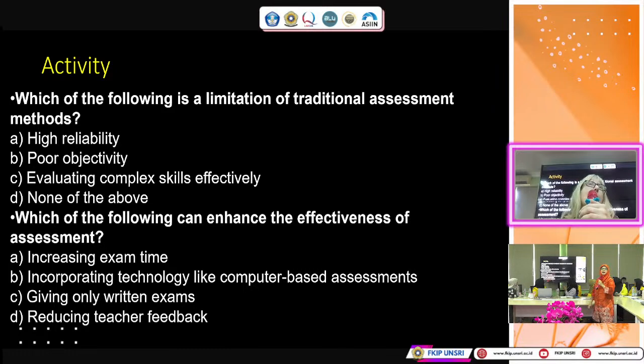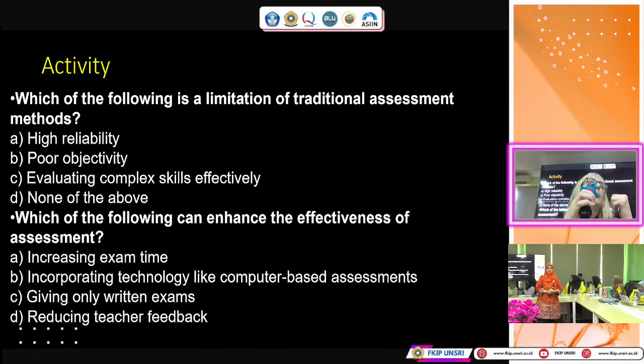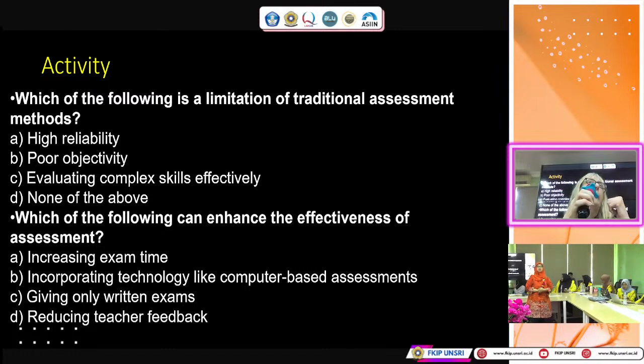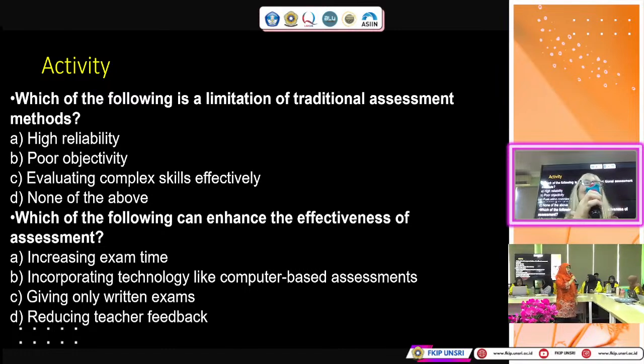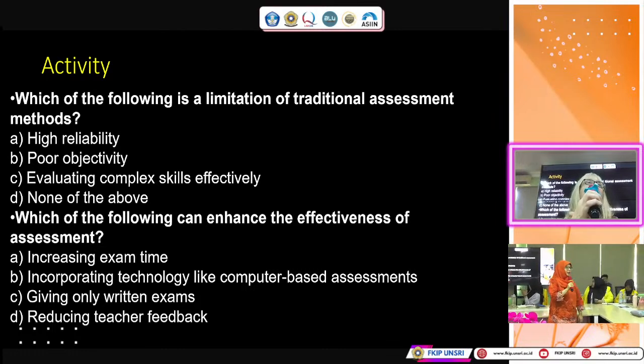Okay, if somebody says none of the above, you don't understand the question. So don't go for D, please. I am testing your common knowledge and common sense. I am also testing whether you were listening to me in the previous slide. What about option A? Would that be possible for option A? High reliability? What do you think?